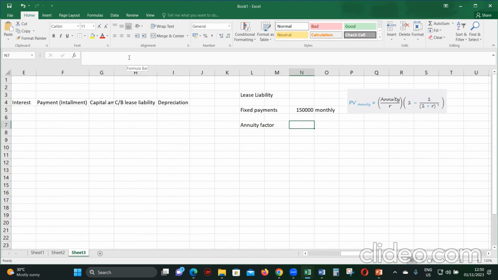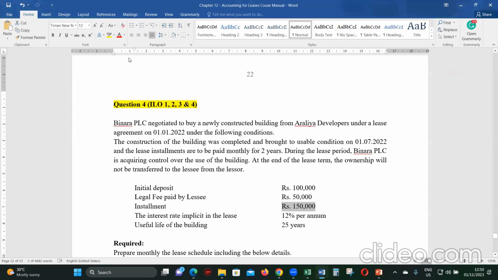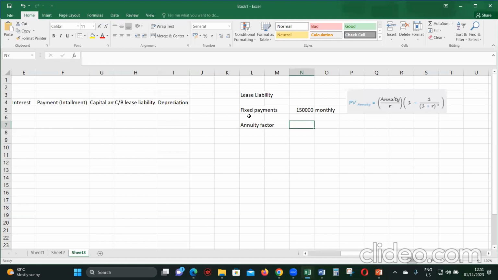Okay. Now, how do you take this annuity factor? First of all, what is the interest rate implicit in the lease? 12%. Right. I'll take that information.